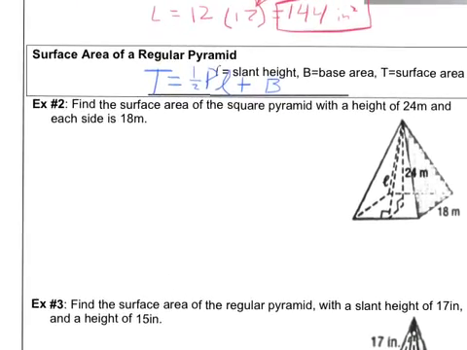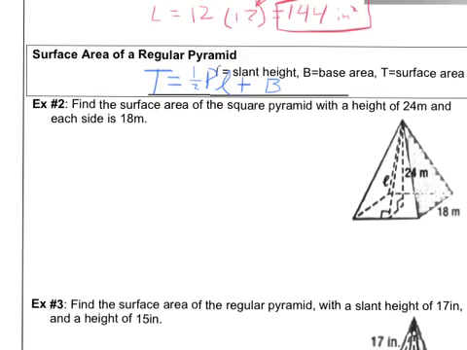So if you take a look at this problem here, find the surface area of the square pyramid with a height of 24. Okay, so we actually have a height of 24, not a slant height, just a height of 24. And each side is 18. Well, we could get the perimeter, we could get the base area, but we don't have the slant height.